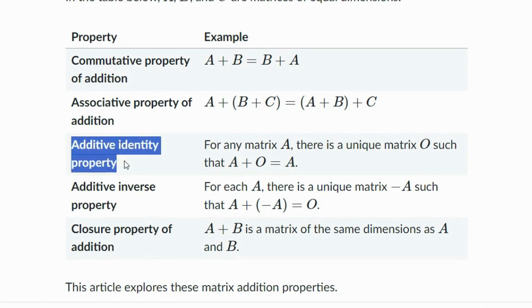The additive identity property. For any matrix A, there is a unique matrix 0 such that A plus 0 equals A. The 0 matrix.